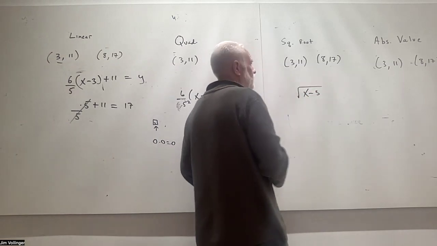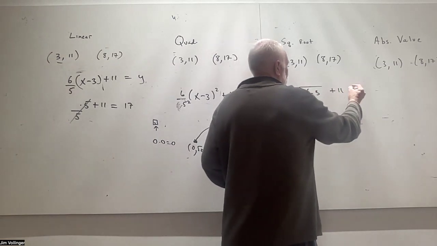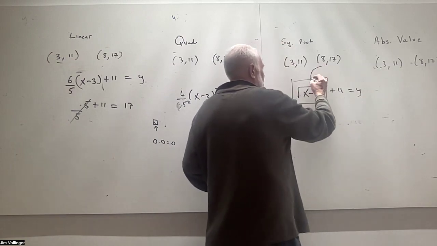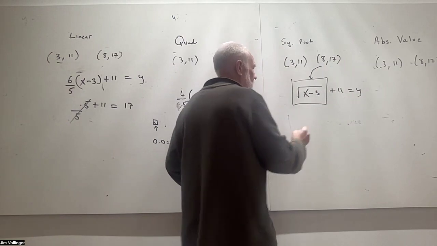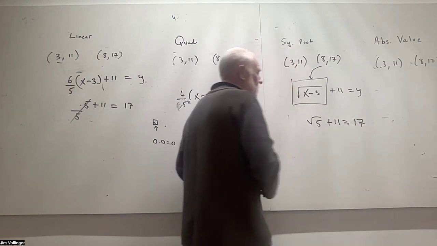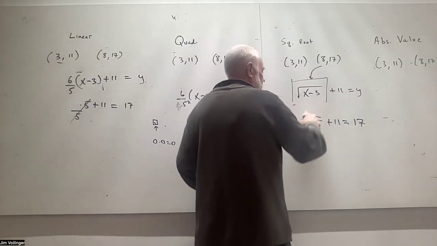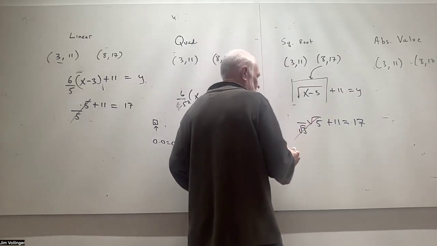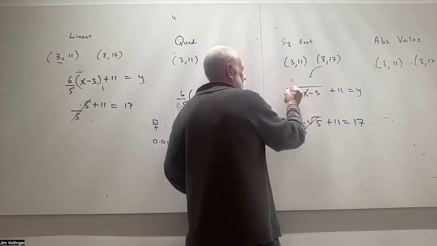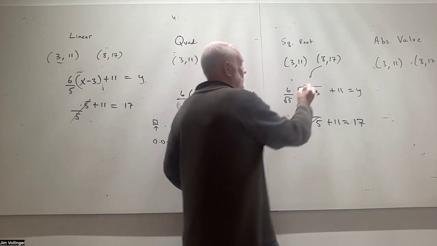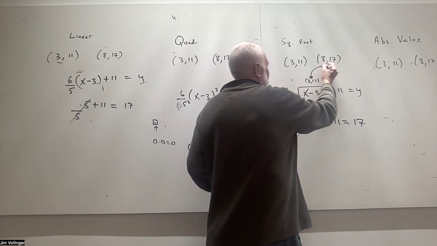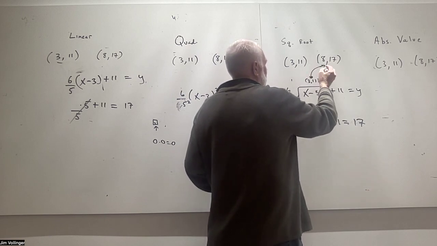And it's a square root function, and I want 11. I guess that's my y value. Of course, when I plug in an 8 in here, I get the square root of 5 plus 11, which equals 17. Oh, no, you say it doesn't. Oh well, let's get rid of the square root of 5. And let's add 6. That's this function that passes through (3, 11) and (8, 17).